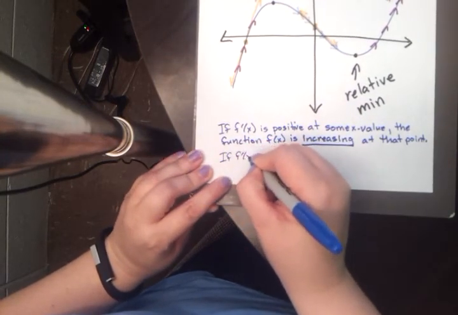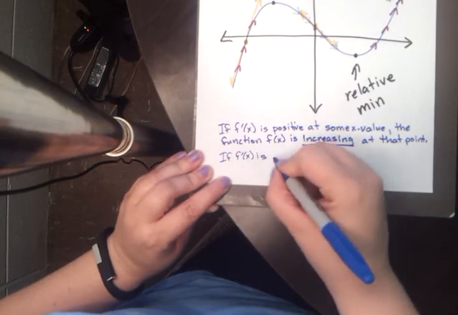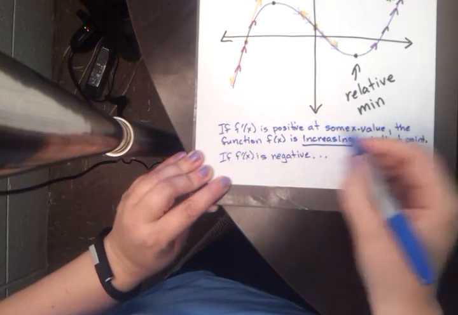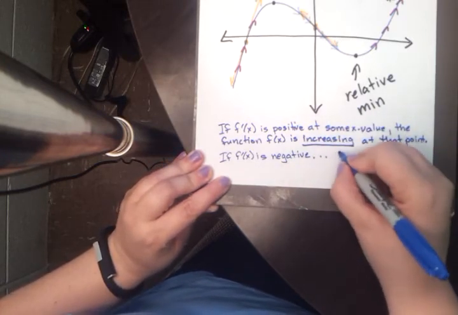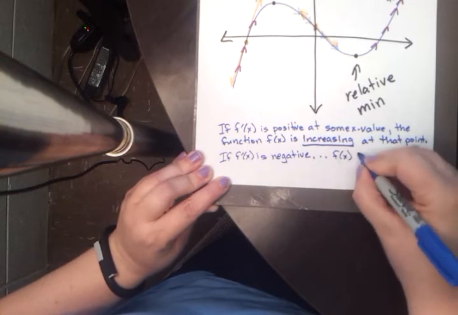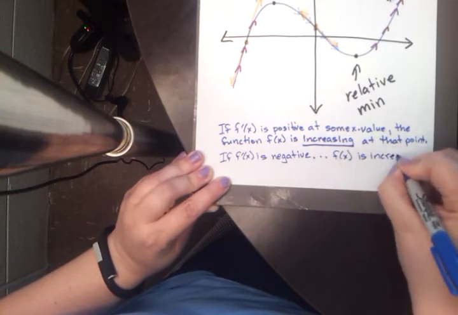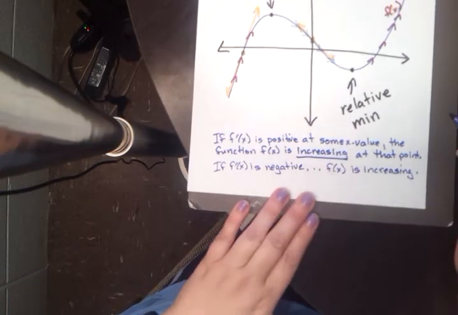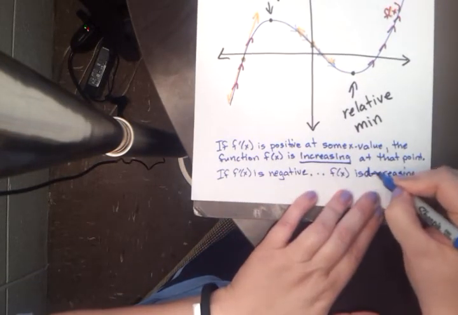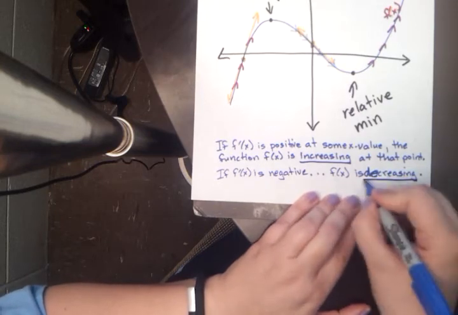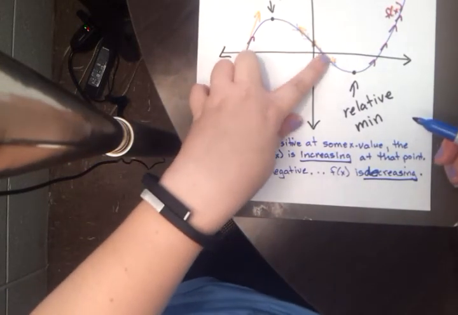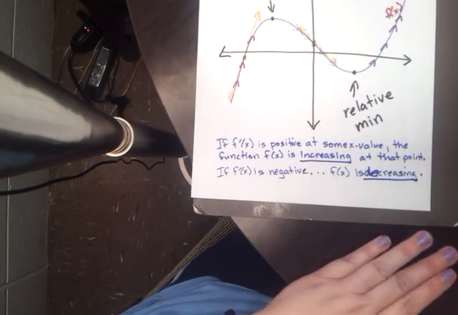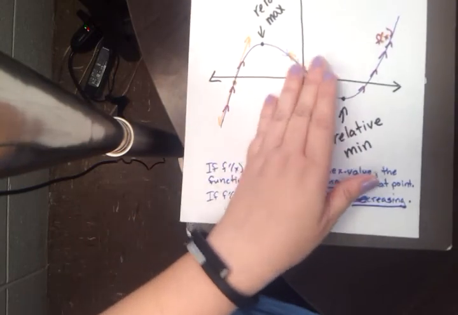So if you plug in some x value into your derivative, here we go. If f prime of x is negative at some x value, then f of x is decreasing at that point, okay? All right, so if the slope is negative, then the function is decreasing. All right, so what's the only other thing that can happen? Because we can have a positive slope and we can have a negative slope.